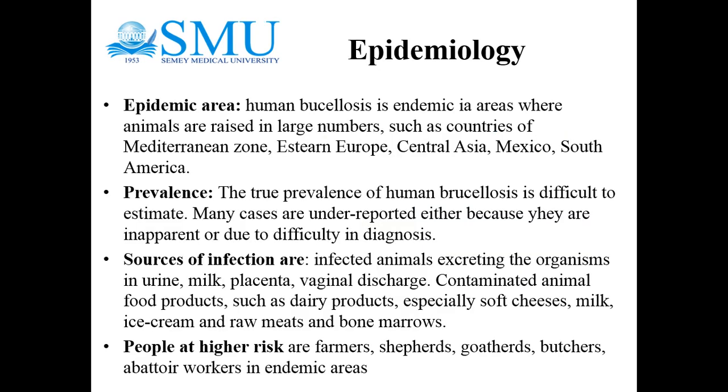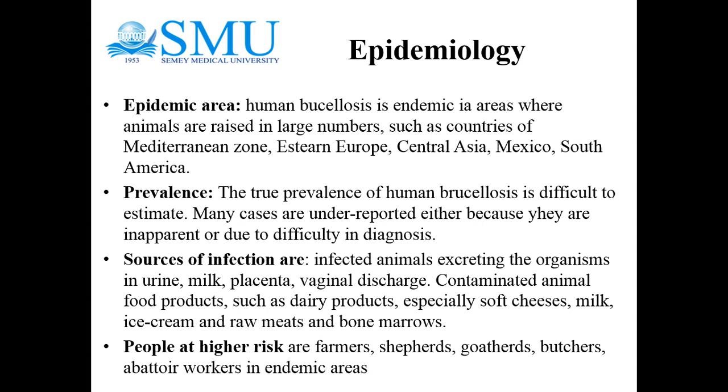Epidemiology. Epidemic area. Human brucellosis is endemic in areas where animals are raised in large numbers, such as countries of the Mediterranean zone, Eastern Europe, Central Asia, Mexico, and South America. The true prevalence of human brucellosis is difficult to estimate. Many cases are underreported, either because they are inapparent or due to difficulty in diagnosis.